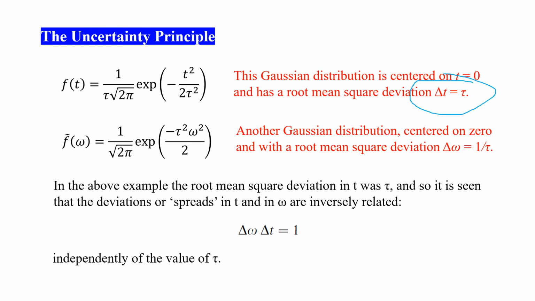And so it is seen that deviations or spread in t and omega are actually inversely related. That is, you have your delta omega times delta t is equal to 1. And this is independent of the value of tau. And this term here is actually now your expression of your uncertainty principle, which you will see more in quantum mechanics.